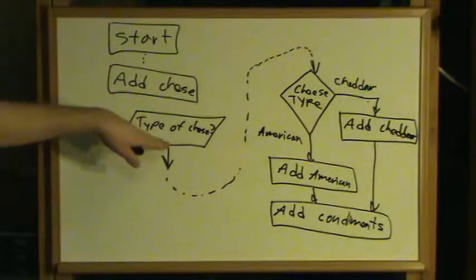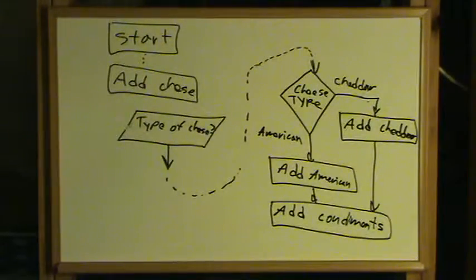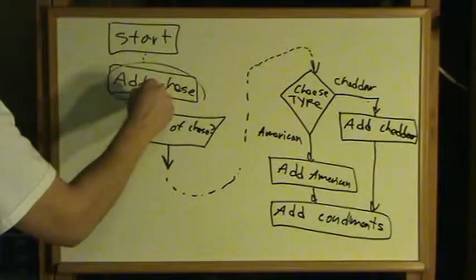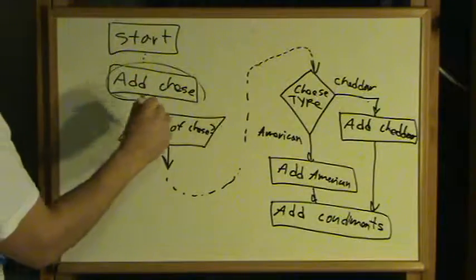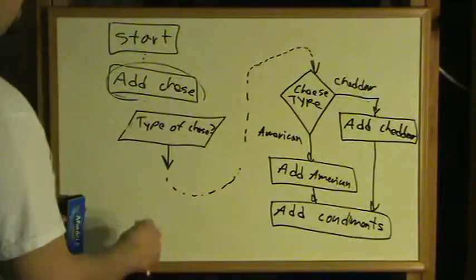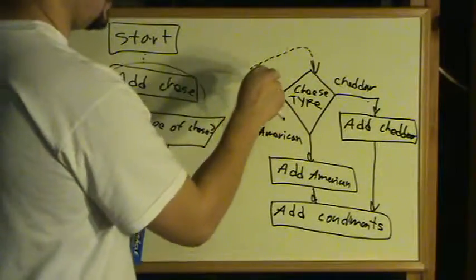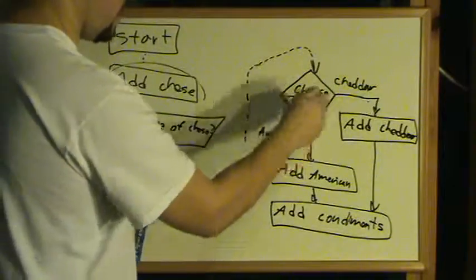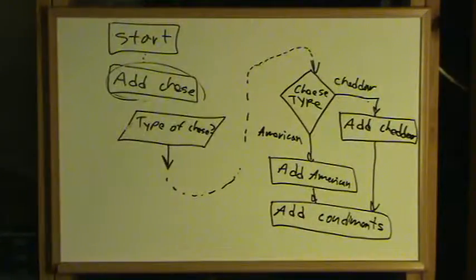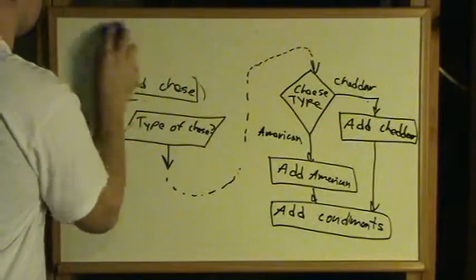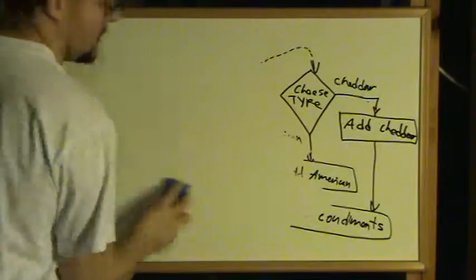So we ask the user what kind of cheese they want. This flowchart right here is a detailed version of this. You don't go from add cheese to type of cheese. It's just a detailed version. This is inside add cheese. So we asked the user for a type of cheese. Depending on their answer, we added either cheddar or American. Then we're just going down to the next step, add condiments. So let me do an example with that as well, a slightly more involved example so you can have an idea.